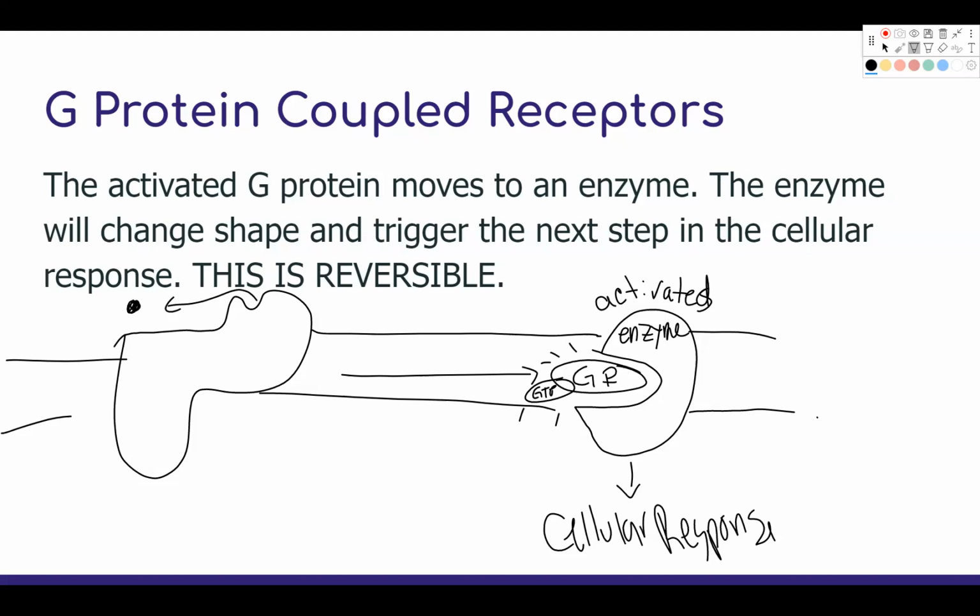All right. You doing okay? We got one more step in G proteins. All right. So our ligand's going to leave. It's going to send our GTP activated G protein over to our enzyme. Enzyme's now activated. It's going to result in some sort of cellular response.